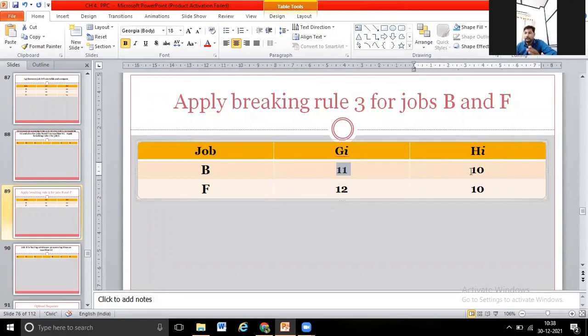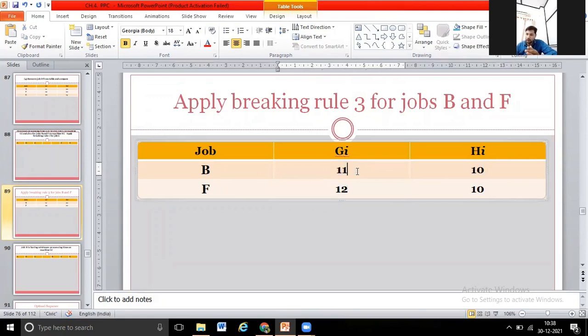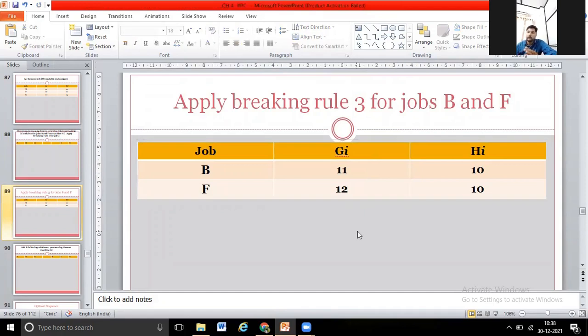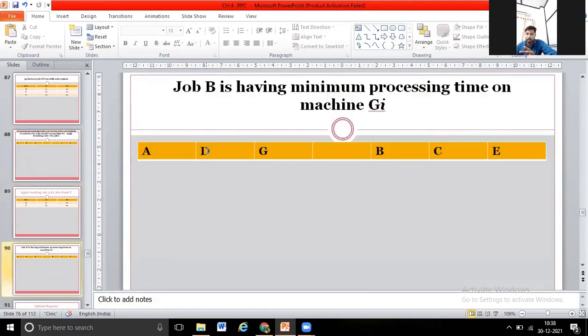So once we get the common lowest time for 2 jobs, in that case compare the processing times of those jobs on machine number 1, find out the lowest processing time of a particular job and give the lowest priority to that job in the sequence. So job B will have the lowest priority in the sequence for the remaining 2 blocks, and job F will have the highest priority for the remaining 2 positions.